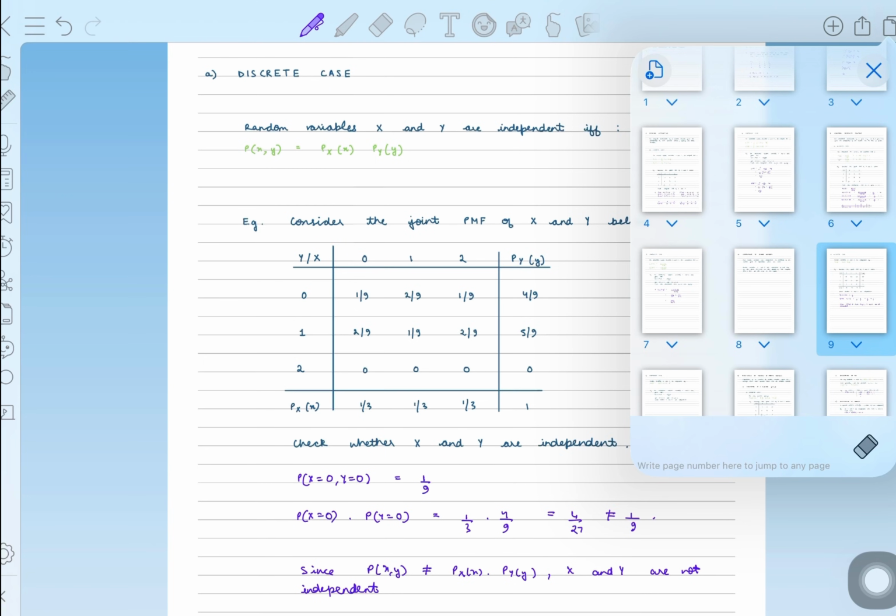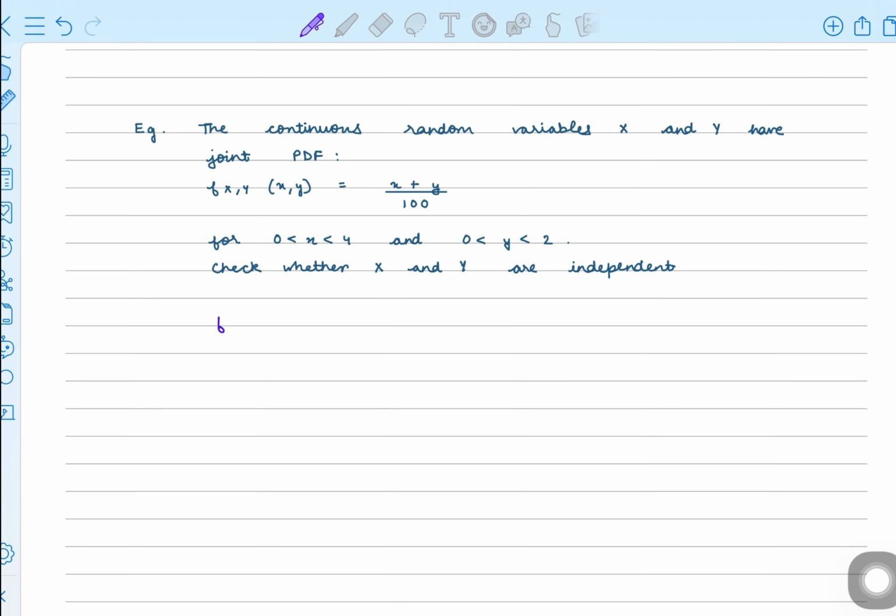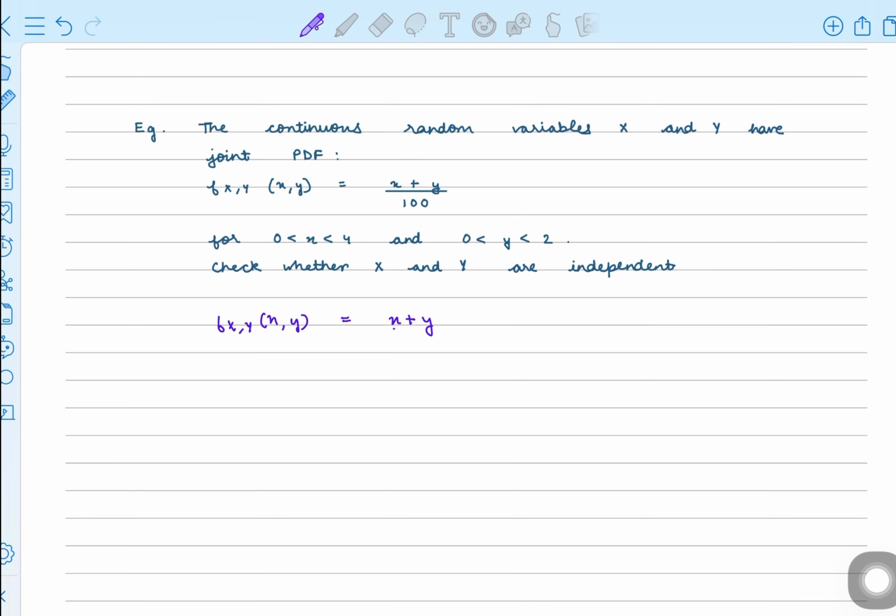Next, we move on to the continuous case. Here, the joint PDF is given by x plus y upon 100. And then we multiply the marginal PDFs which we had calculated earlier. Again, we observe that these values are not equal to each other.